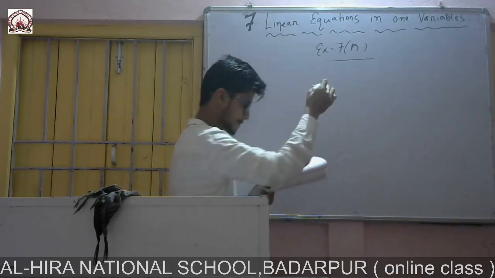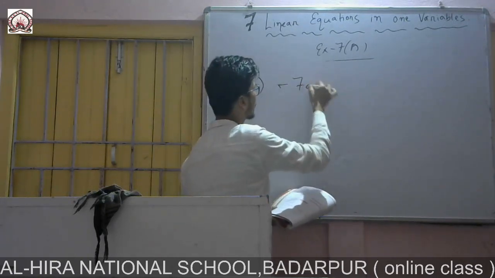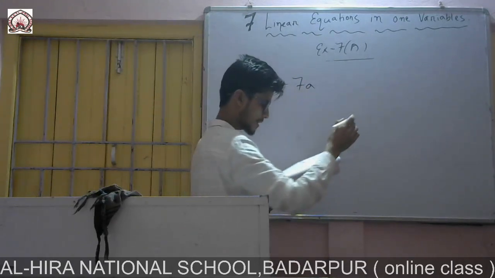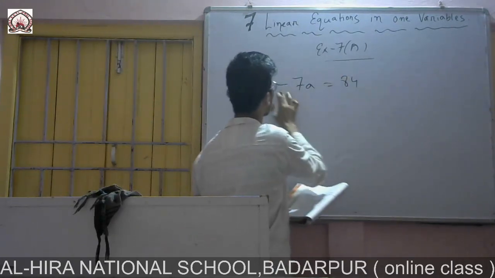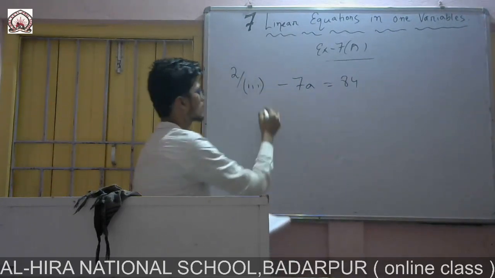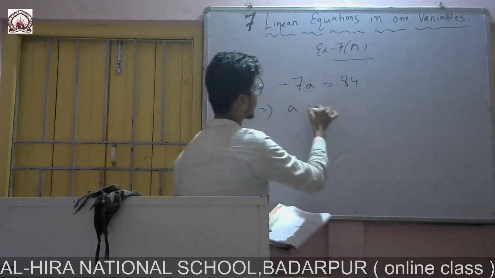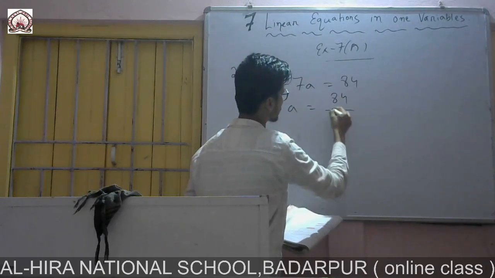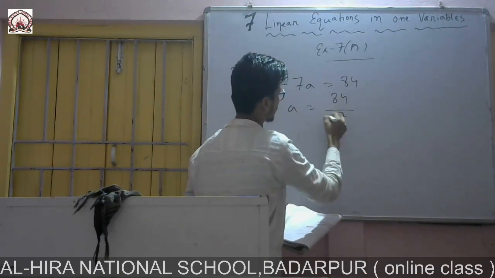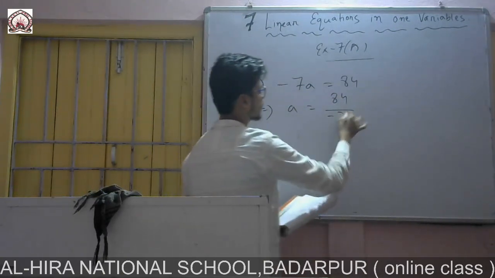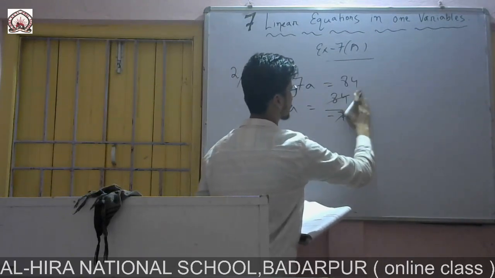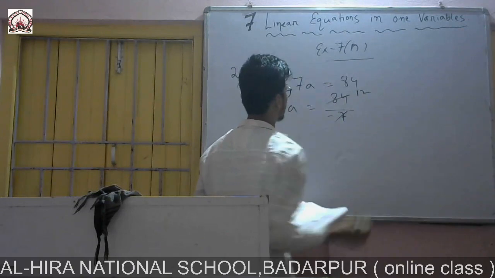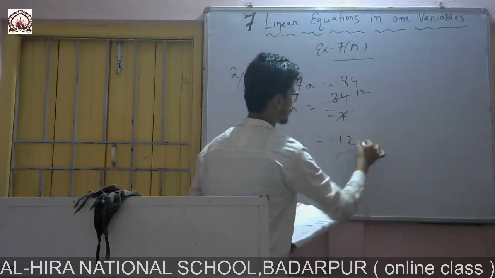The question is minus 7a equals to 84. Minus 7a equals to 84. So simple, 7 will be here and I have to divide by minus 7. So you write, okay, write it here. So 7 12s are 84. So answer is minus 12.